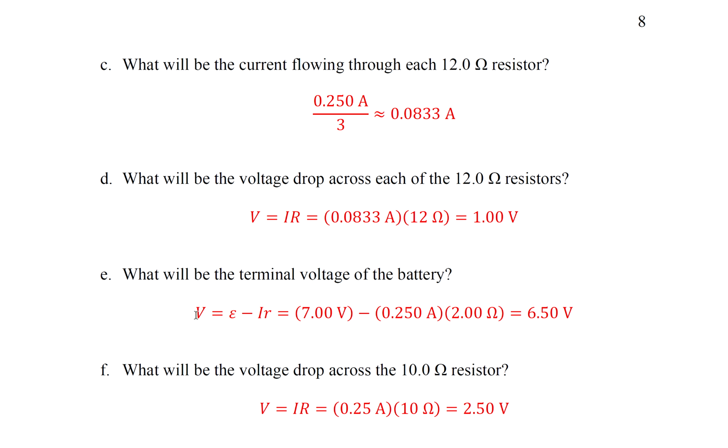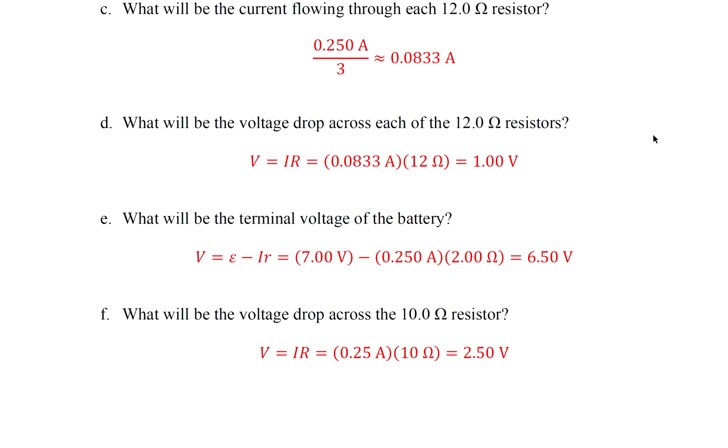Part E, what will be the terminal voltage of the battery? Use this equation. Part F will be the voltage drop across a 10 ohm resistor. Use the equation V equals IR.